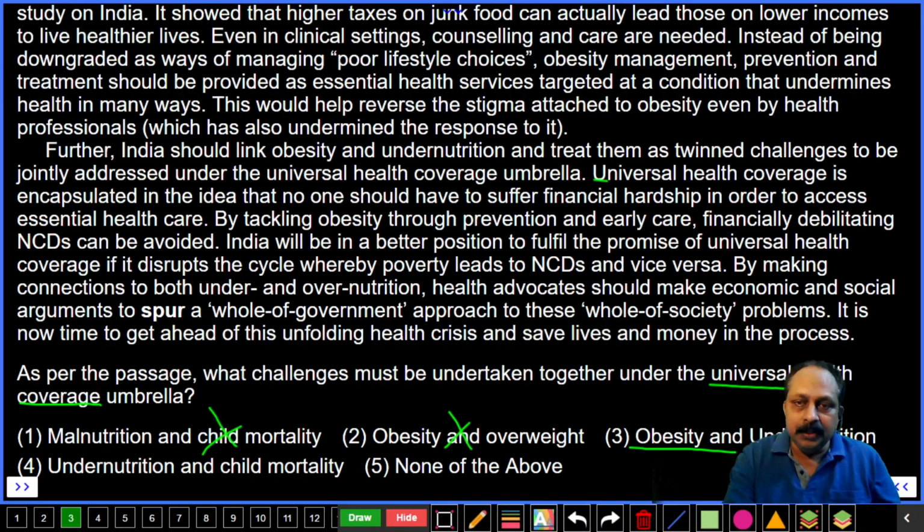Obesity and undernutrition. Undernutrition and child mortality. Here, further, India should link obesity and undernutrition and treat them as twin challenges to be jointly addressed under the universal health coverage umbrella. Universal health coverage umbrella, two things stand out: obesity and undernutrition. Answer is the third option.